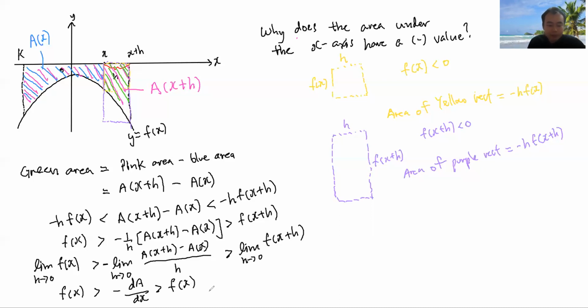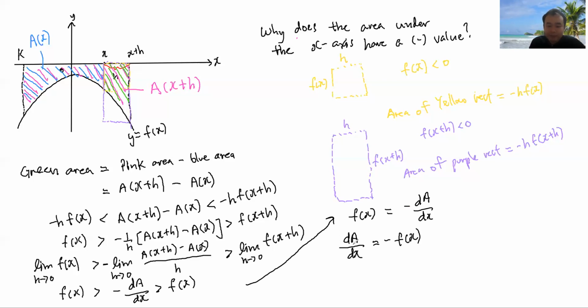If you look at this inequality, if you know what the squeeze rule is, I can say that if this is bigger than f of x but yet smaller than f of x, then this is basically f of x. So f of x is equals to negative dA/dx, right? Then can I write dA/dx equals to negative of f of x?